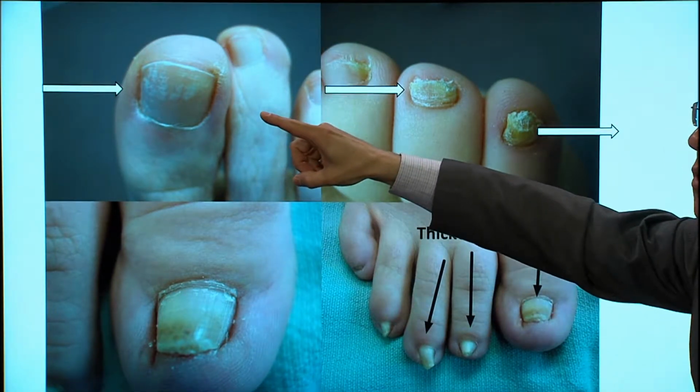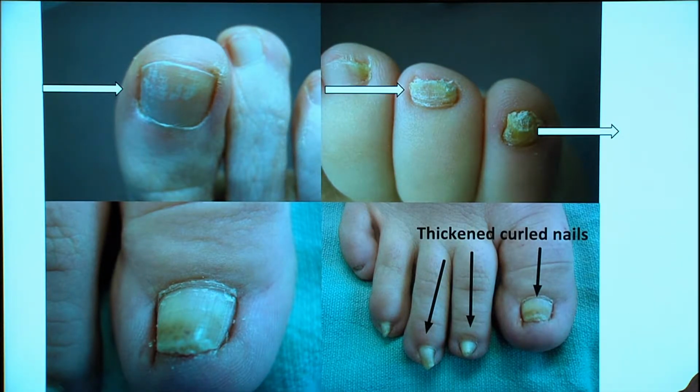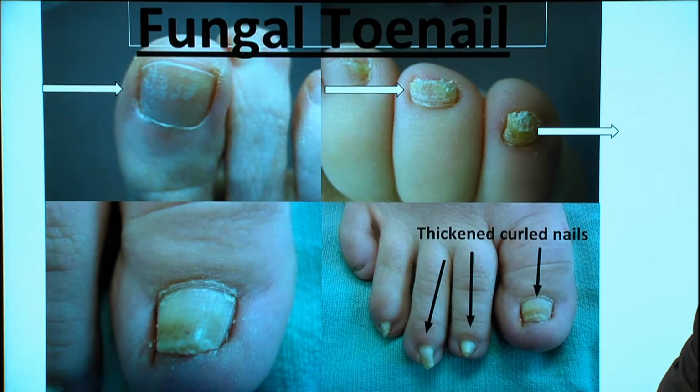Here's one just on the top. There's some white discoloration on that. Any idea what this is? This is a fungal toenail. So let's talk a little bit about nail fungus.